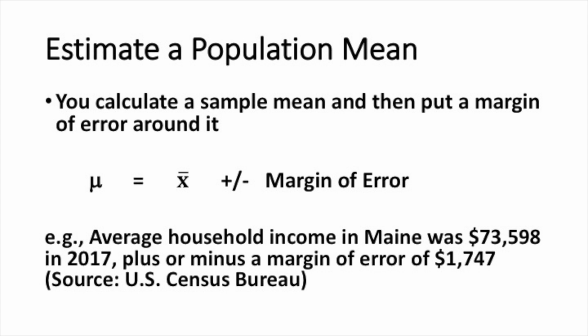So here's a statement. Average household income in Maine was $73,598 in 2017, plus or minus a margin of error of $1,747. Since the household income value of $73,598 was based on a sample, the margin of error accounts for the fact that if you had sampled different households in Maine, you would have gotten different values. And this margin of error gives you a sense of the different values you might have gotten from different samples.